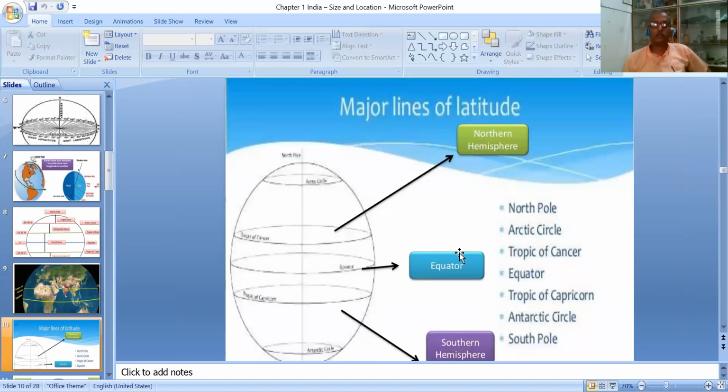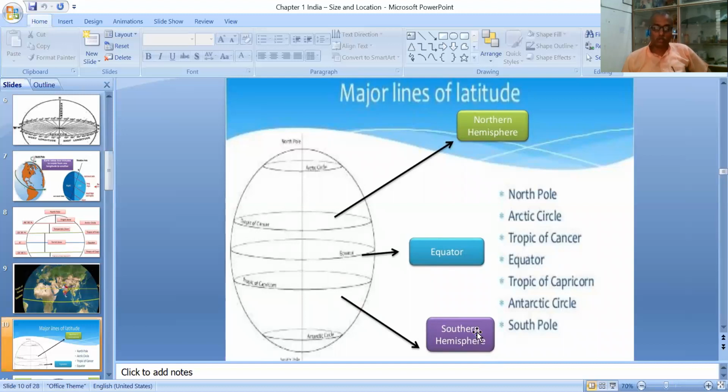The major lines of latitude we have already discussed and learned about. The equator is the most important one. Above the equator, we call that area the northern hemisphere. Northern hemisphere means, we always have to remember, it is a latitudinal position. Southern hemisphere is also a latitudinal position, below the equator. So the equator is 0 degrees, and this is the most important diagram for you to remember.